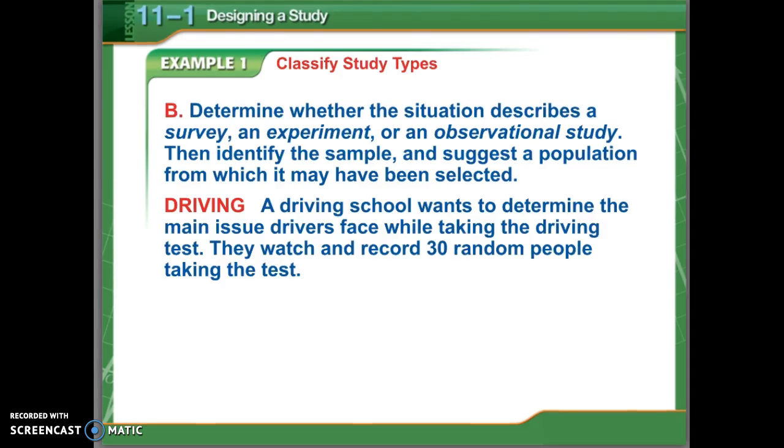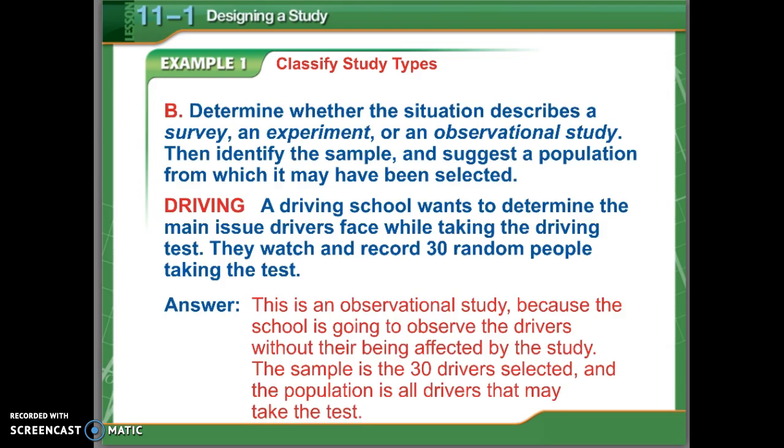Part B, same instructions. The scenario is a driving school wants to determine the main issue drivers face while taking the driving test. They watch and record 30 random people taking the test. The key here is that they are watching and recording people who are already doing something. They're not doing anything to them. That makes it an observational study. The sample would be the 30 people that they're looking at, and the population could be all the people, all the drivers that take the driving test.